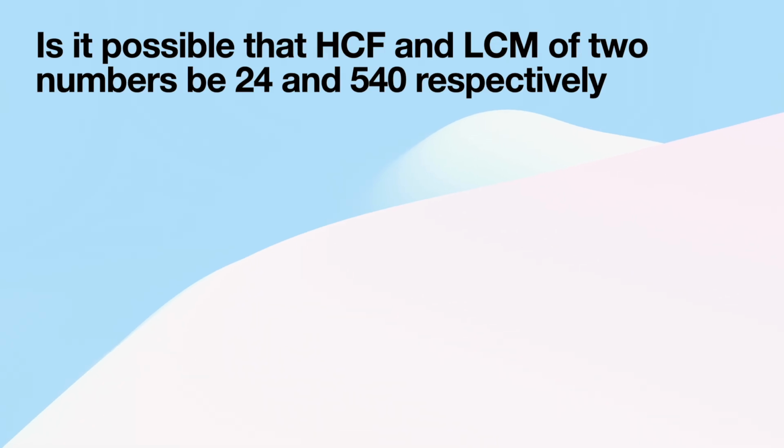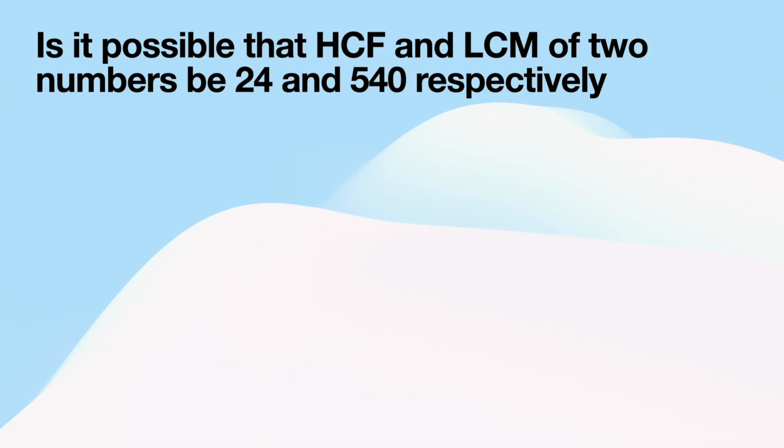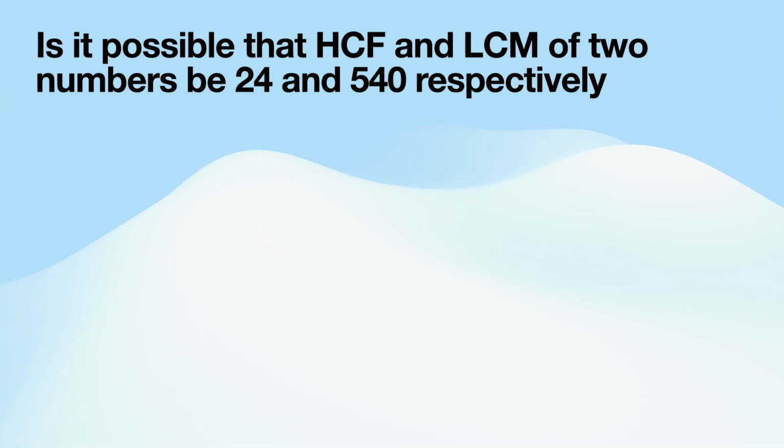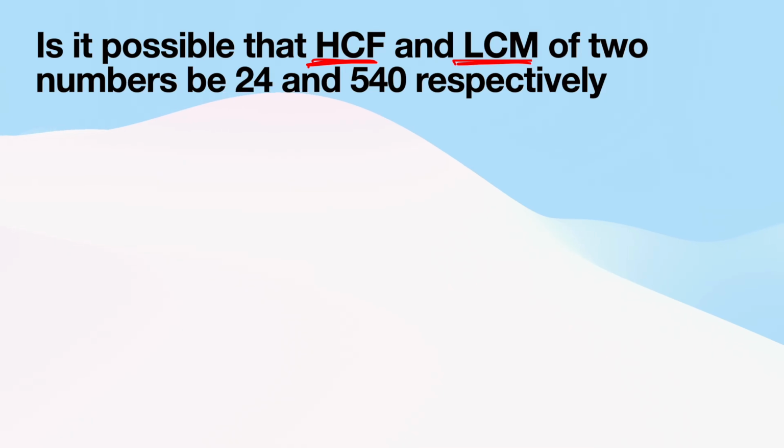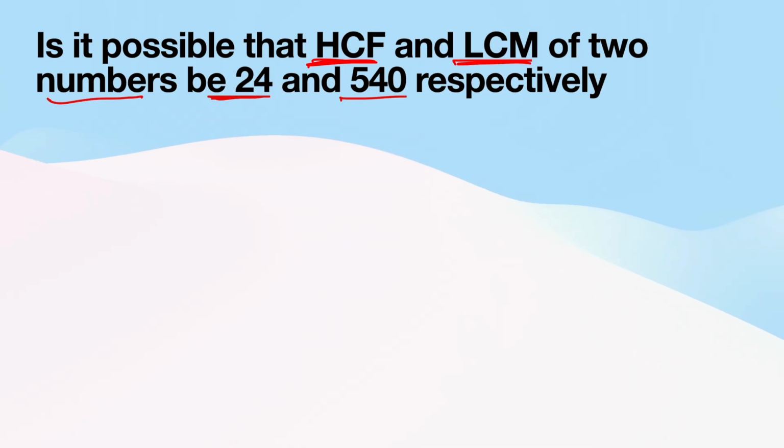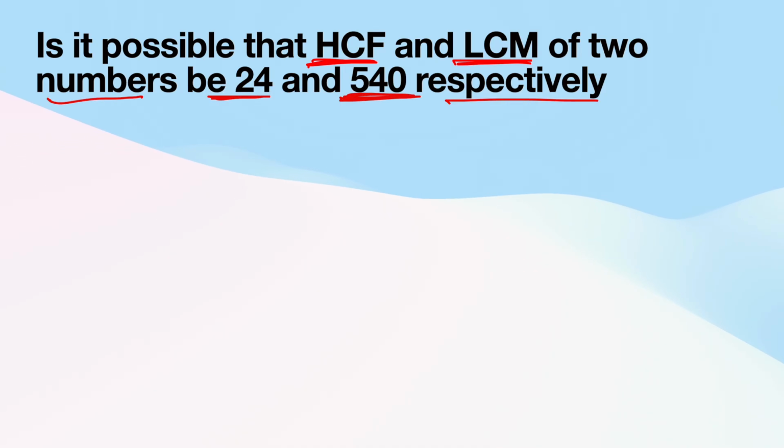So far we have discussed how to find the LCM and HCF of rational numbers, irrational numbers, fractions, everything, right? Now we can find the LCM and HCF of any number with 0 as well, any number with 1 as well, right? Now coming to this type of question, they are saying, is it possible that the HCF and LCM of two numbers be 24 and 540 respectively? Okay, now how to solve this type of question?